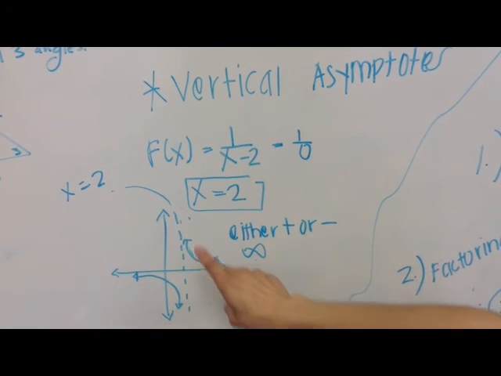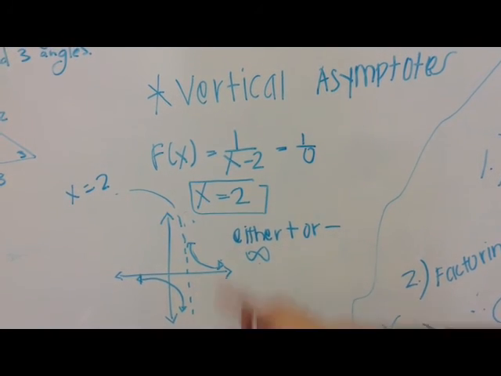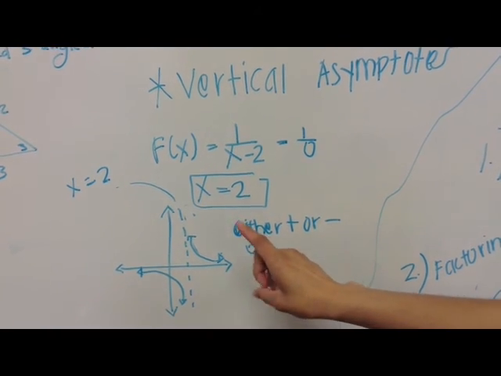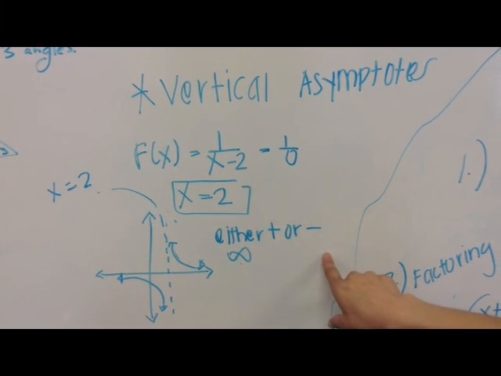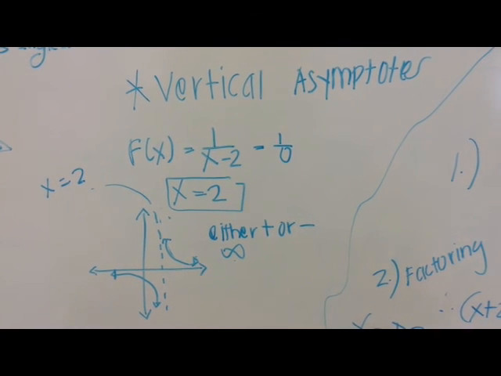So then you do a dotted line right here, and then you do these lines, and it's either positive or negative to infinity. That's why you do 2 of them.